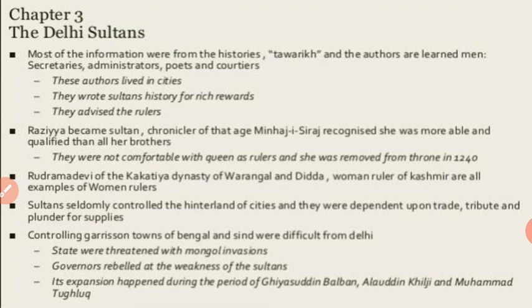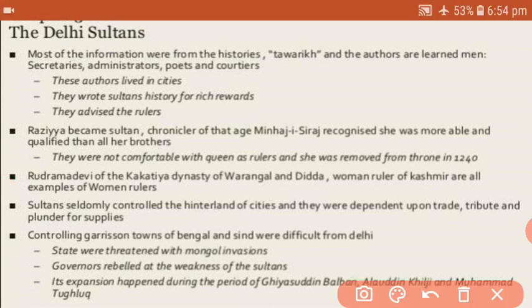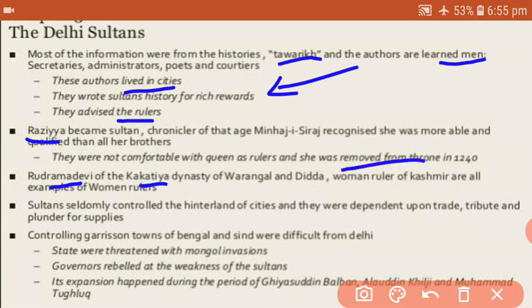So in this slide, we have gone through a number of pieces of information. We find information about the Delhi Sultans from the tawarikh, that is, histories. The learned men wrote them. They wrote for rich rewards, lived in cities, and also advised the rulers. Razia was a woman ruler, the daughter of Shamsuddin Iltutmish, who was a sultan of the slave dynasty. Then we find information about two other women rulers, as people were not comfortable with a queen as ruler, and that's why she was dethroned in the year 1240.